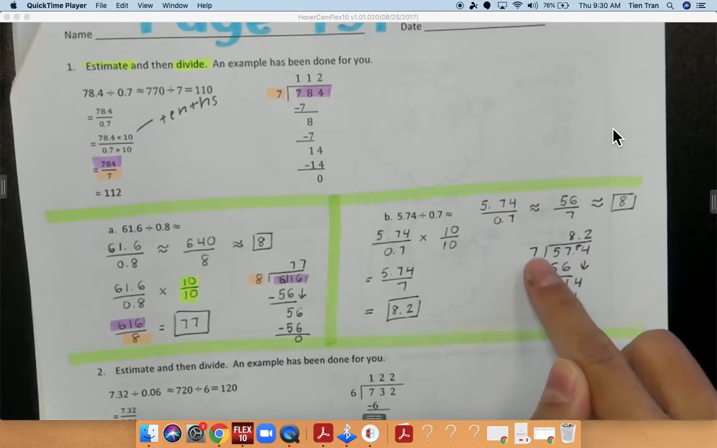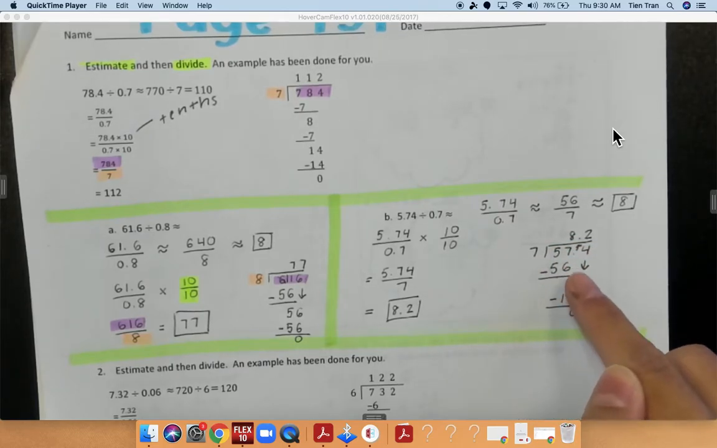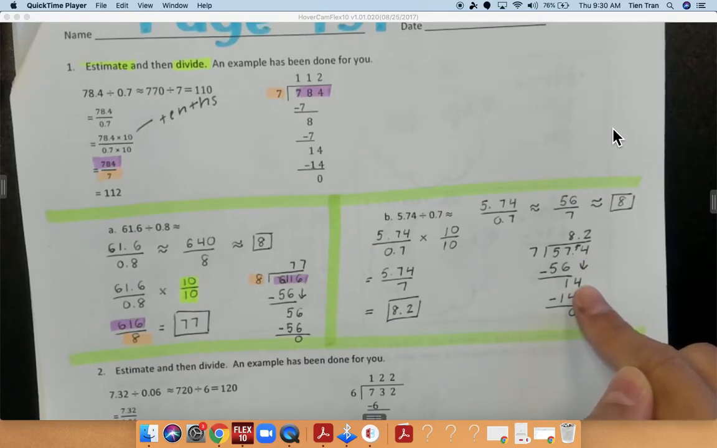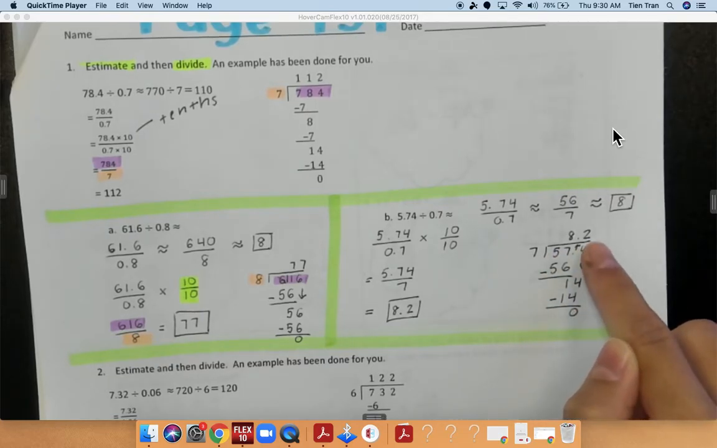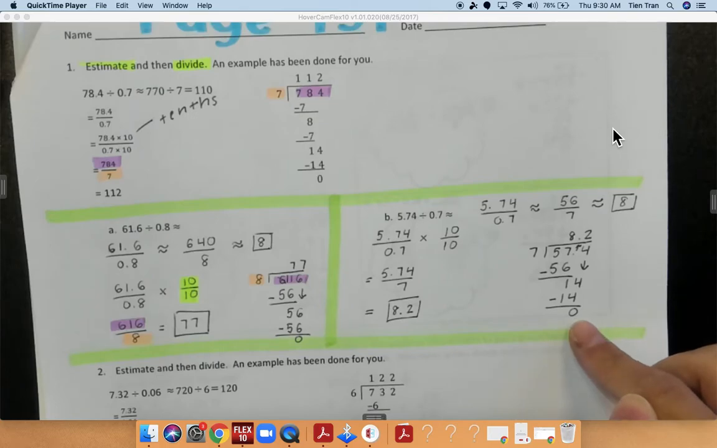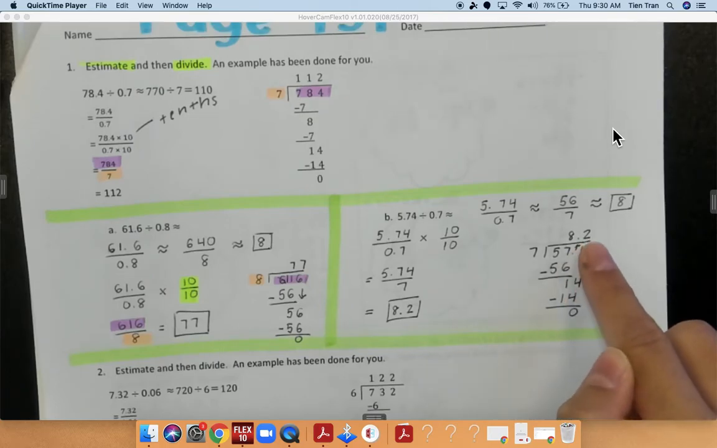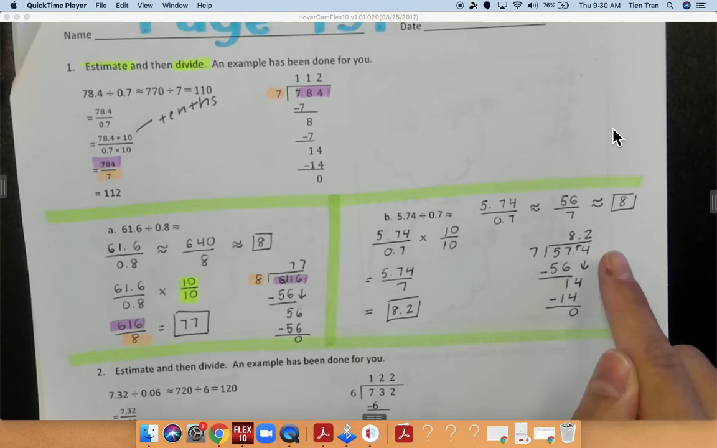7 times 8 is 56. 57 minus 56 is 1. Bring down your 4. 7 can go into 14 2 times. 14 minus 14 is equal to 0. Don't forget to bring up your decimal, and your final answer is 8 and 2 tenths.